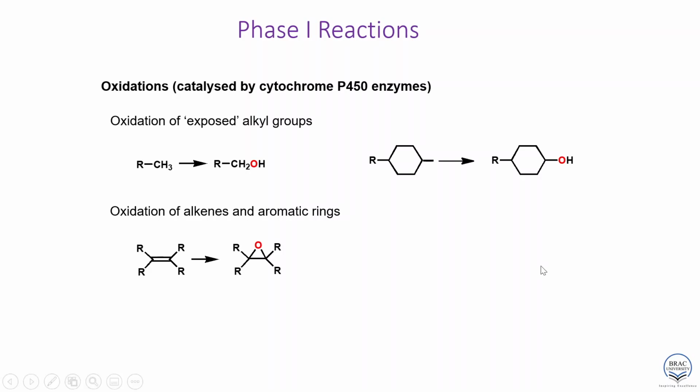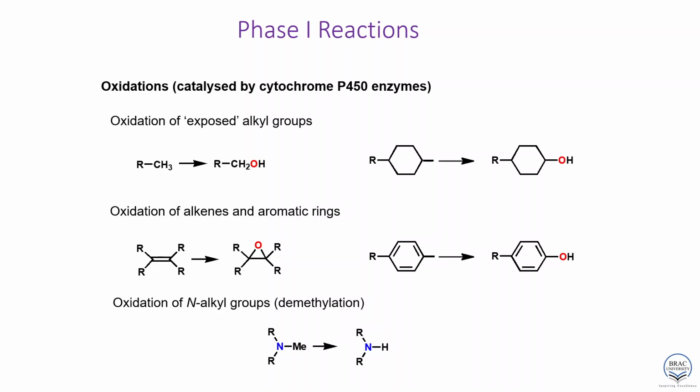So here in this example, this alkene is oxidized to form an oxygen that forms two bonds with the two carbons of the alkene. Also in this example, this aromatic ring, and also the side chain of the aromatic ring, is oxidized by this P450 enzyme system.